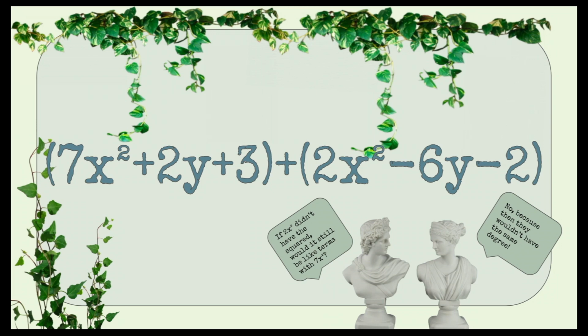First, combine 7x squared and 2x squared. This will equal 9x squared. Next, you can simplify 3y minus 6y, which will equal negative 3y. And finally, when you simplify 3 and negative 2, you will end up with 1. The final polynomial will be 9x squared minus 3y plus 1. You know that you can't simplify this polynomial further because there are no like terms.